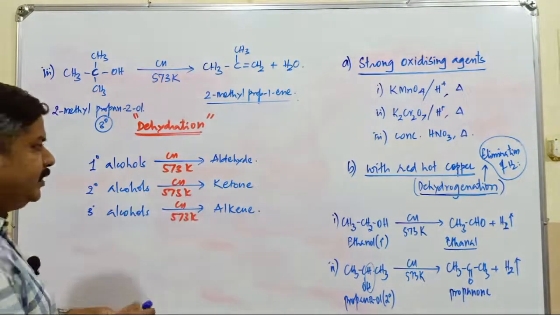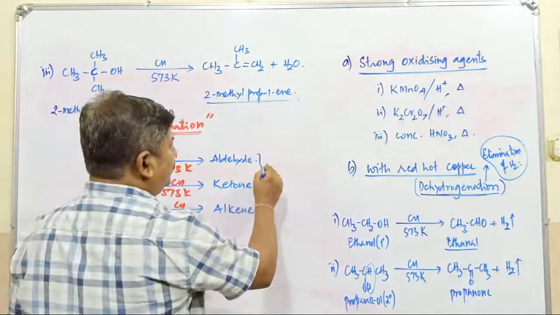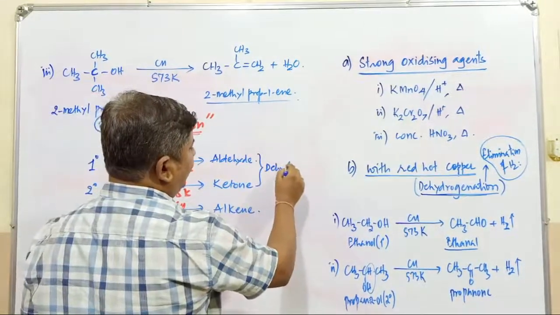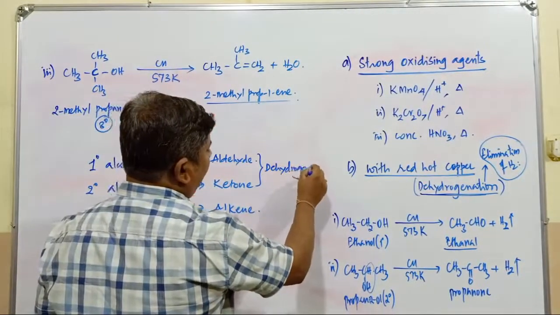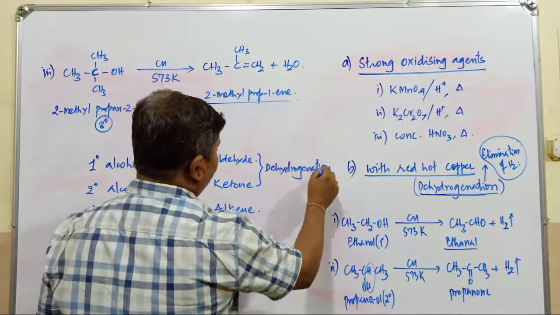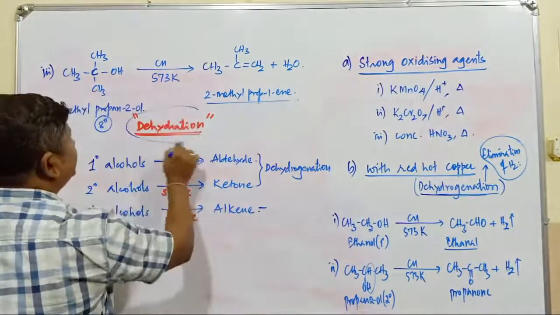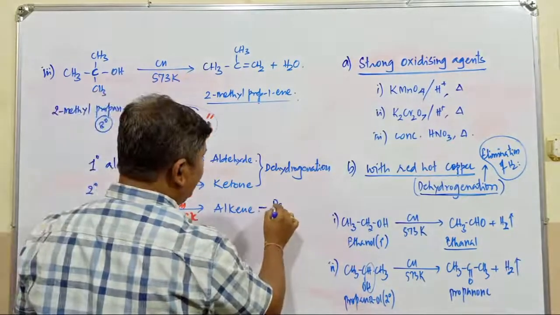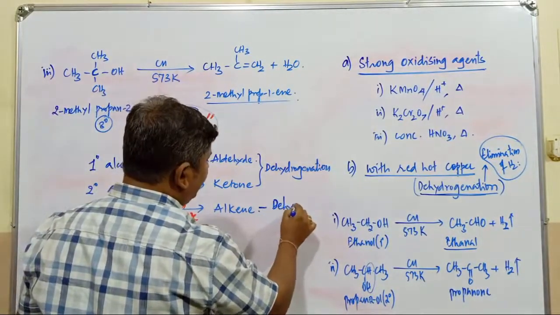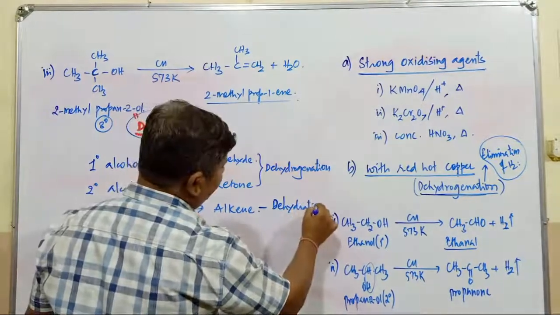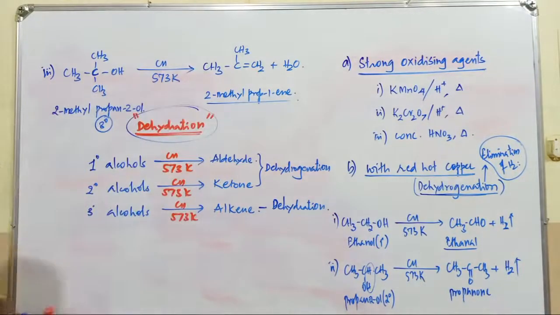Here, these two reactions are commonly called what? Dehydrogenation. But with respect to tertiary alcohol, it's not dehydrogenation. What is the reaction? It is called dehydration. The product of dehydration is going to be an alkene compound.